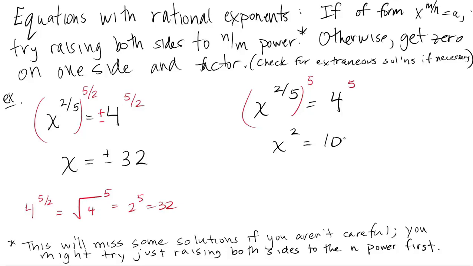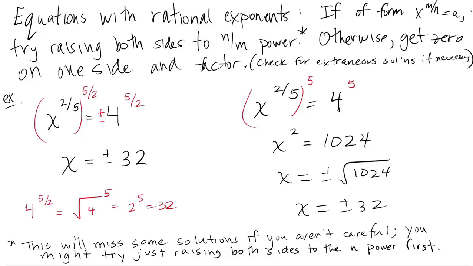4 to the 5th is 1024. And now you see that we've got x squared equals 1024, and when we use extraction of roots, we need to consider both square roots. I don't usually write this step in, but let me do it here just to emphasize my point. We need to consider all square roots of 1024, both the positive and the negative. And using a calculator, you can come up with the square root, which is 32. Same answer. We can go back and check our answer here.